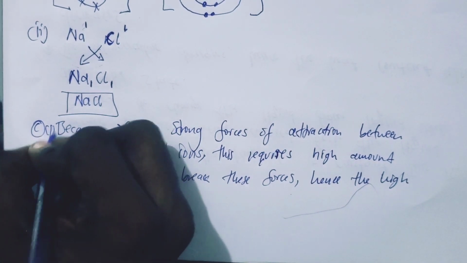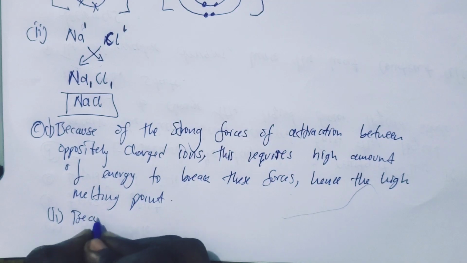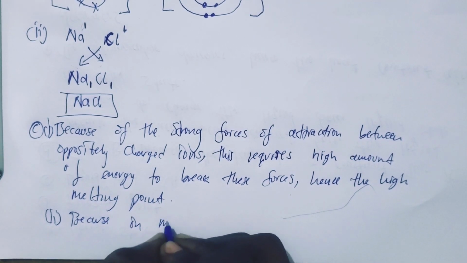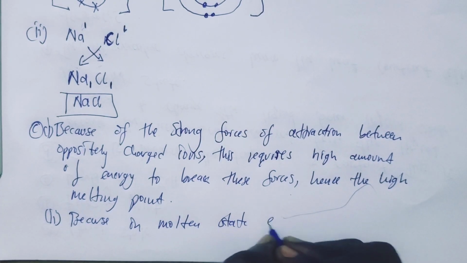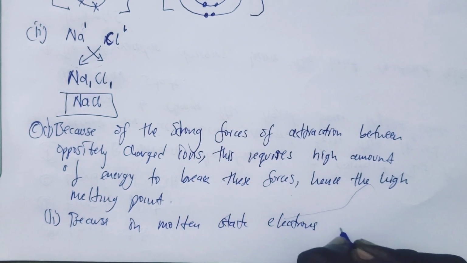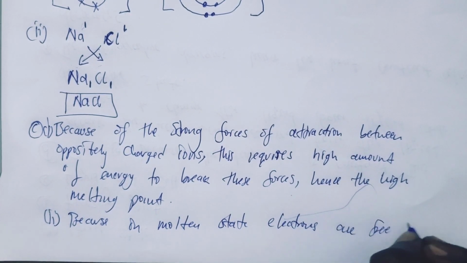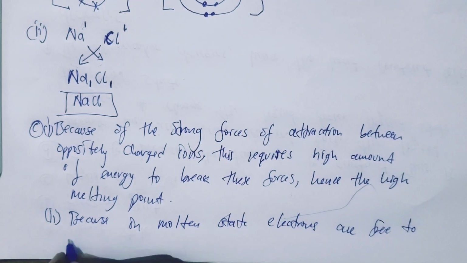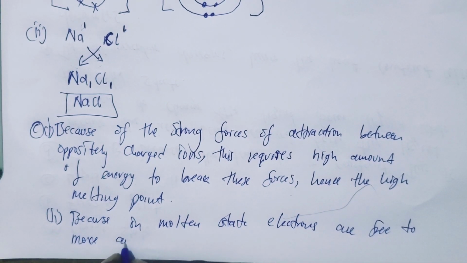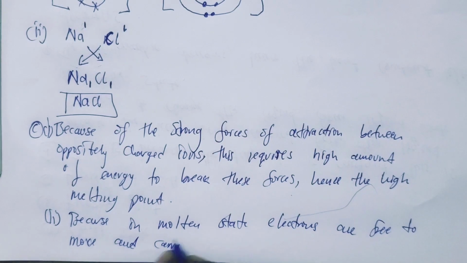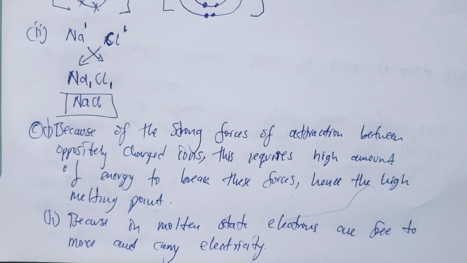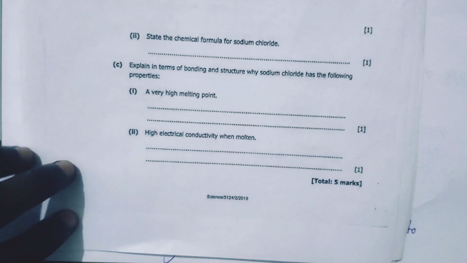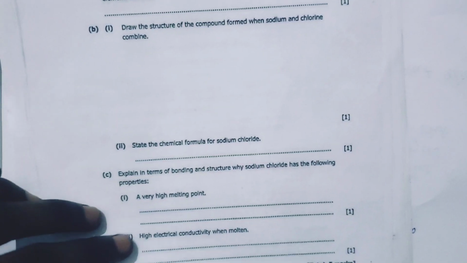So this was 1, this is 2. Because in molten state, ions are free to move and carry electricity. So that is the reason why it has high electrical conductivity when in molten state. So this was the question.